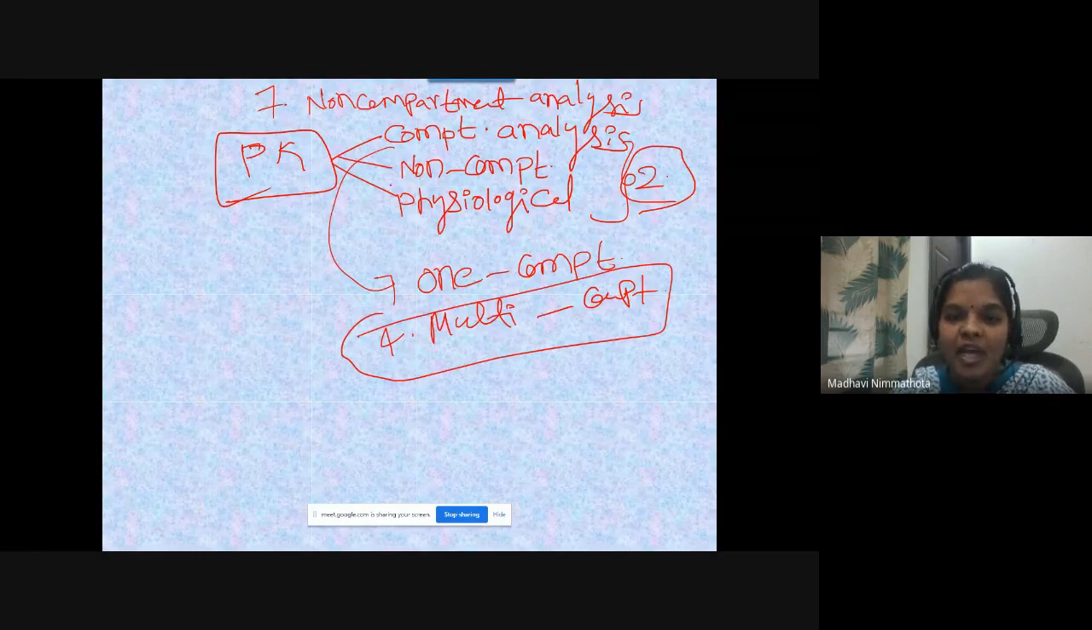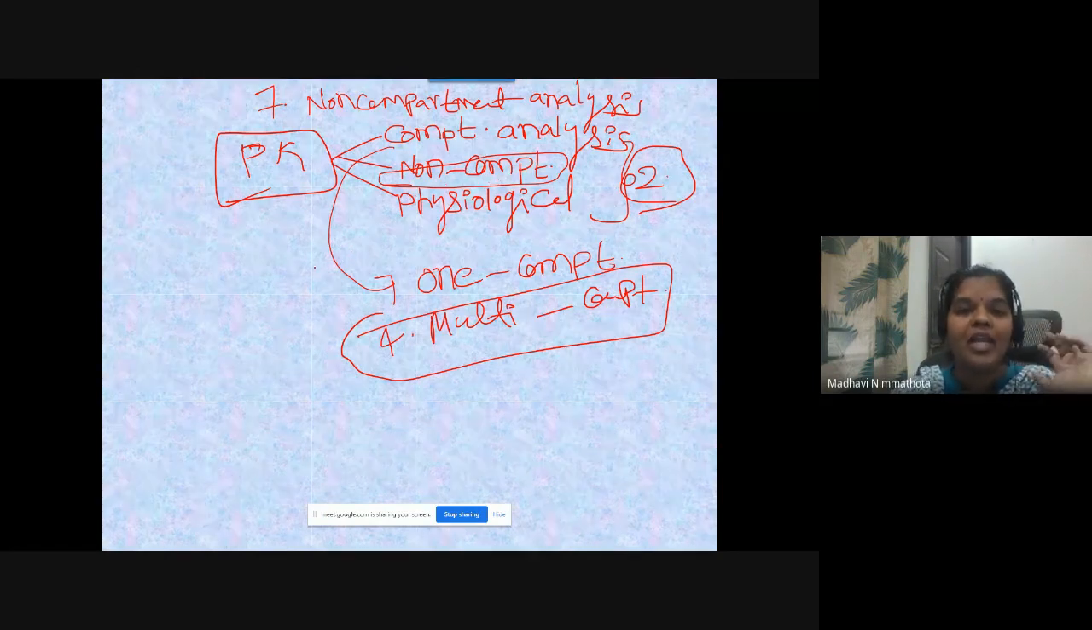And then the next one is non-compartmental analysis. So that is under your seventh unit. So what do you mean by non-compartmental? The name is indicating that it is not following any compartmental model. That means it is model-independent kinetics. That's why the name is called non-compartmental analysis.